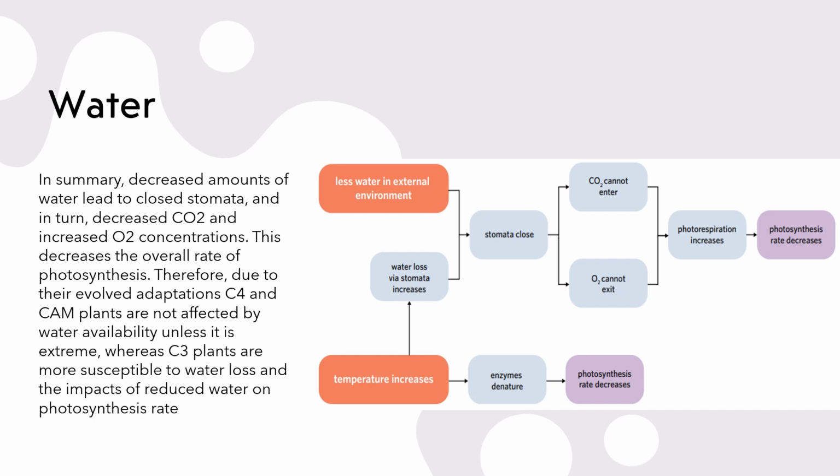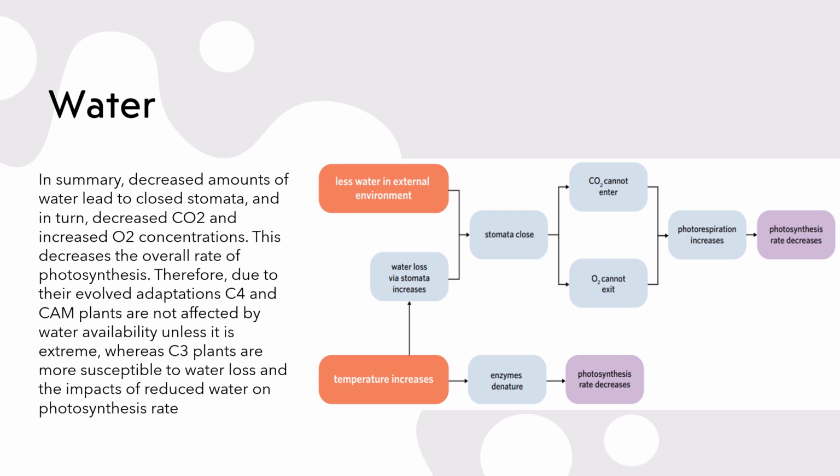Decreased amount of water also leads to the closing of stomata. So we know that when it's really hot and dry, our stomata will close to prevent water loss, which will in turn decrease the amount of CO2 coming in, increase O2, which can decrease the overall rate of photosynthesis because photorespiration might occur, carbon fixation might not be happening.